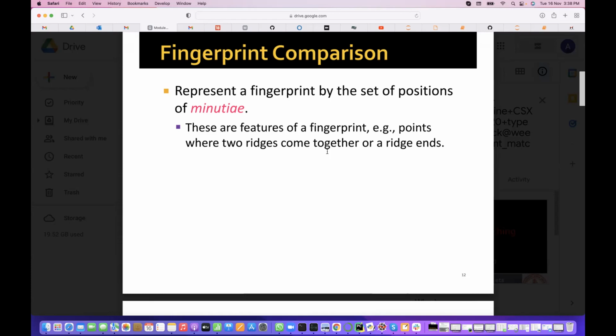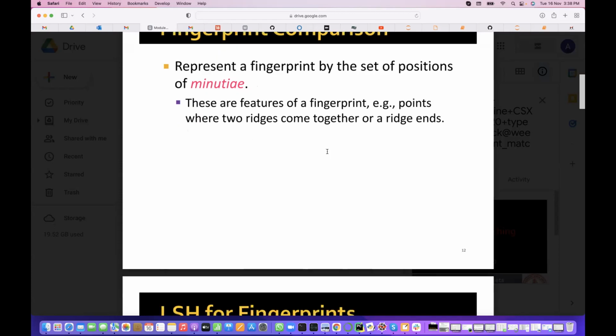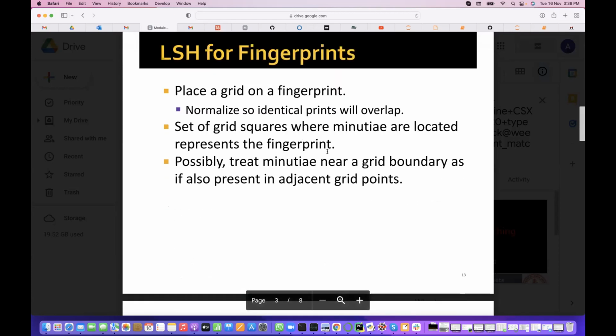Then whether two ridges are coming together or they are ending there in that particular position. Those things will be represented by minutiae. So place a grid on a fingerprint, normalize so identical prints will overlap. Normalize is nothing but getting the same sizes. So if one is 3 by 3, the other one you also make 3 by 3.